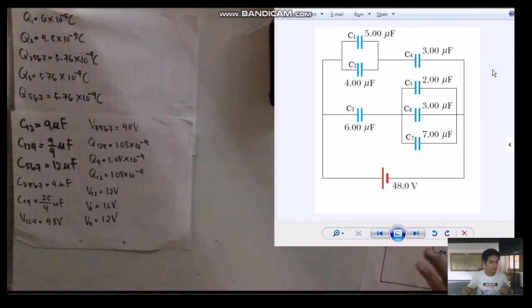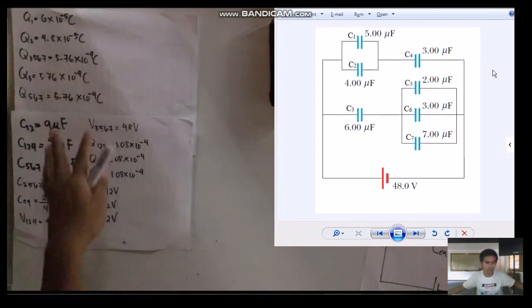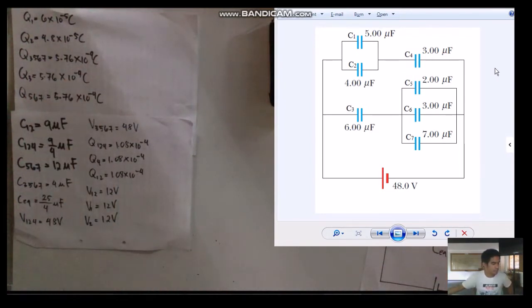So next, I need to list all values of quantities. Since I don't have enough space here, let us continue. Next, the voltage across 6 and across 7. But the combination, what is the voltage combination of 5, 6, 7?